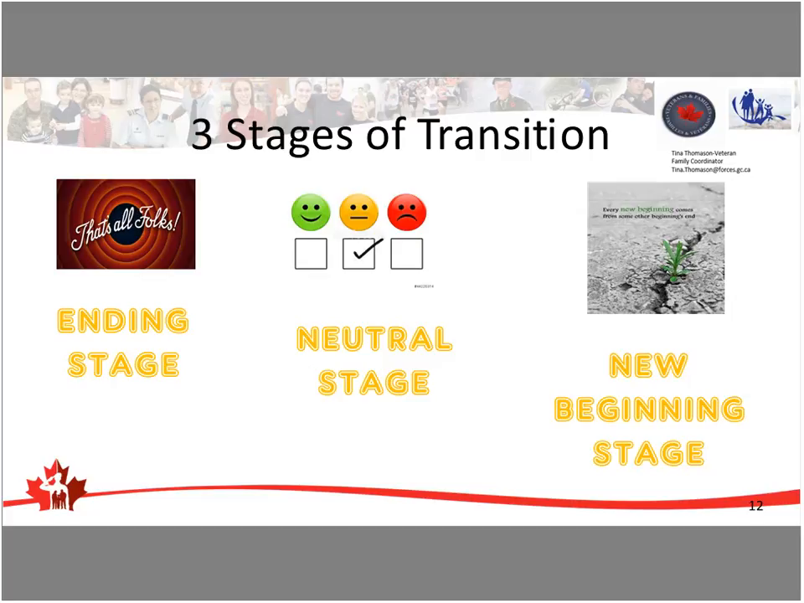So transition has 3 basic stages: the ending stage, the neutral stage, and the new beginning stage. Each stage involves different feelings and processes. Some people deal with one stage before moving on to the next. Other times people slide back and forth between stages. So nobody goes through the stages exactly the same, and there's no right or wrong way to go through each stage either. It's very individual, but it can be a pretty big challenge for some families. So we'll talk about these stages in a bit more detail.